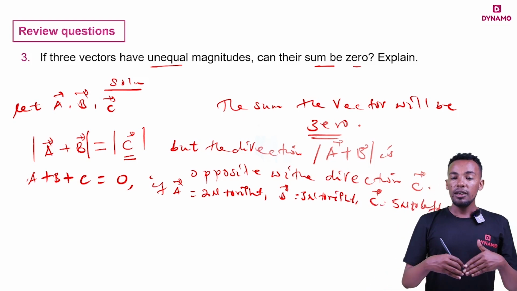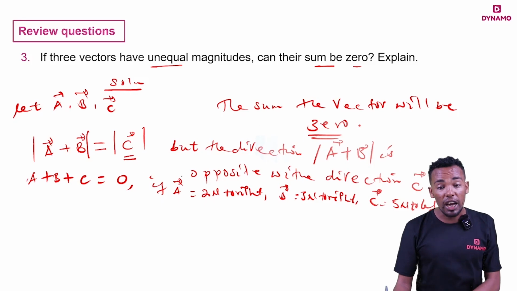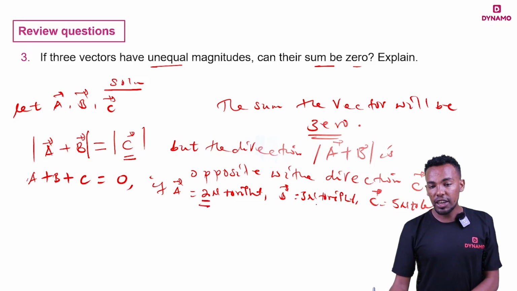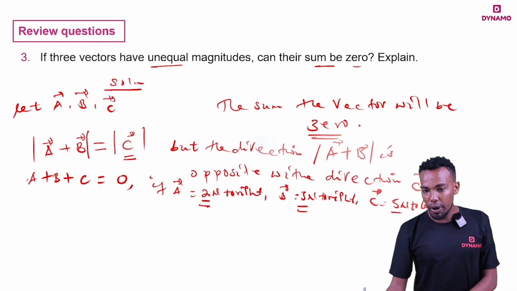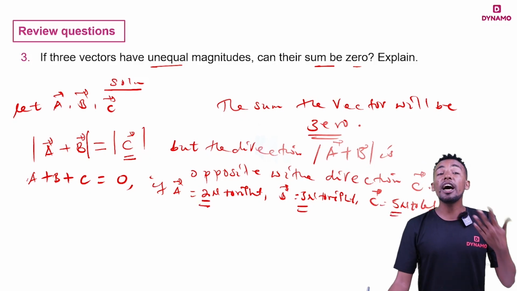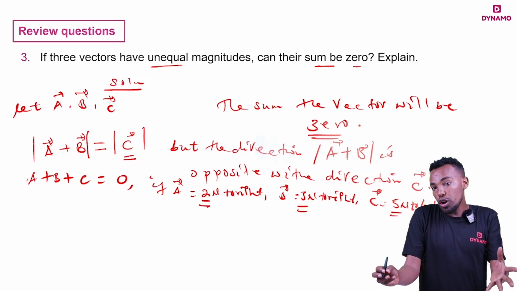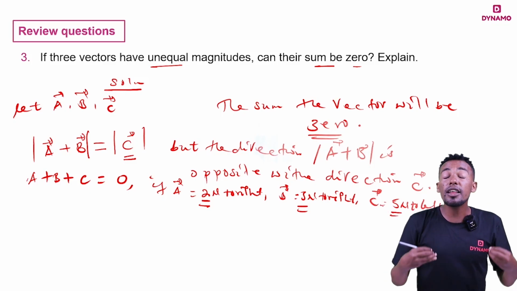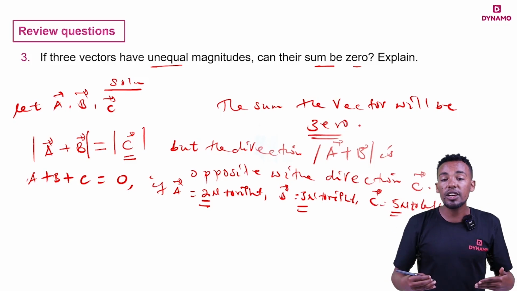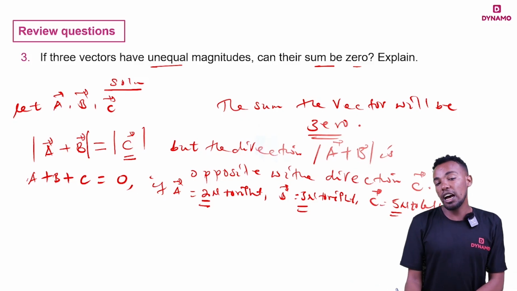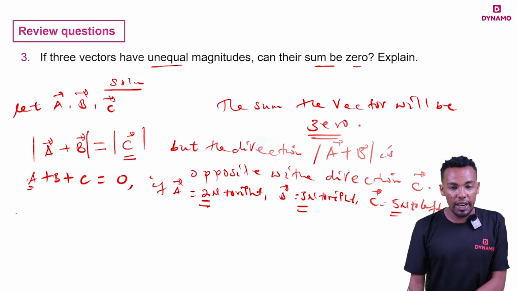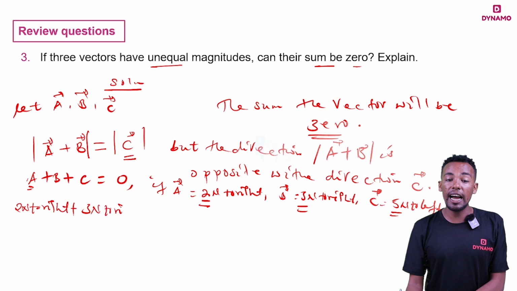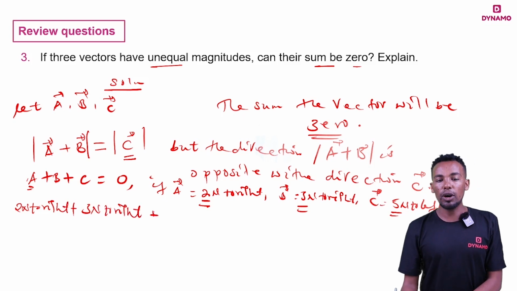These three vectors have different magnitudes. Vector A is 2, vector B is 3, and vector C has magnitude 5, but their directions differ. The resultant vector will be 0. Vector A is 2 Newton to the right, plus vector B, 3 Newton to the right, plus 5 Newton to the left.